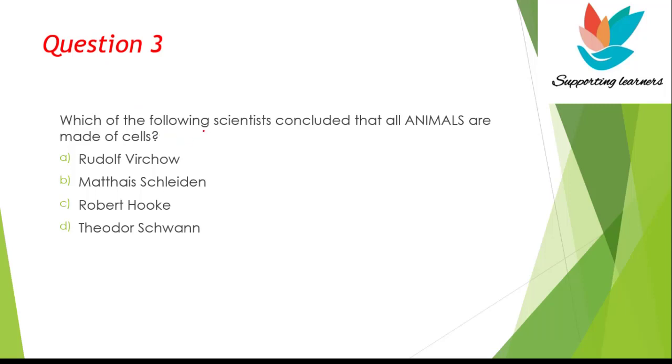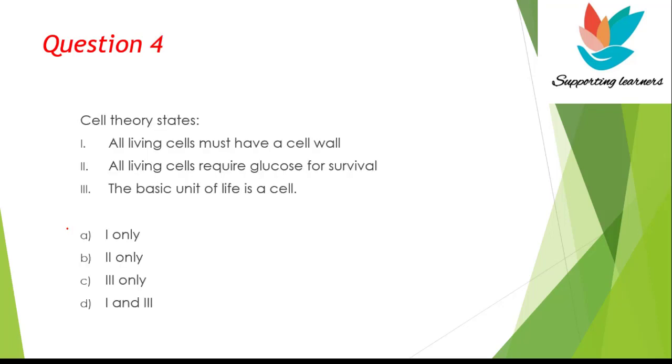Question 3. Which of the following scientists concluded that all the animals are made up of cells? And these are your 4 options. So yes, the answer is D. Theodor Schwann. Since he was a zoologist, he concluded that all the animals are made up of cells.